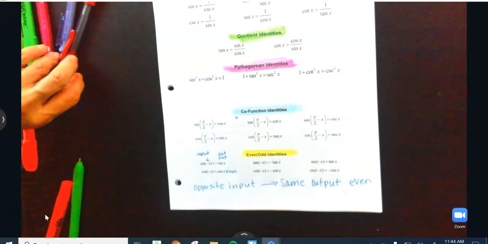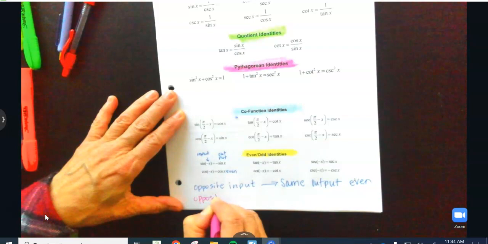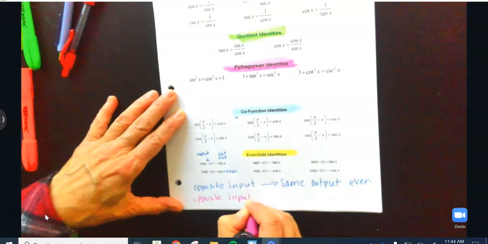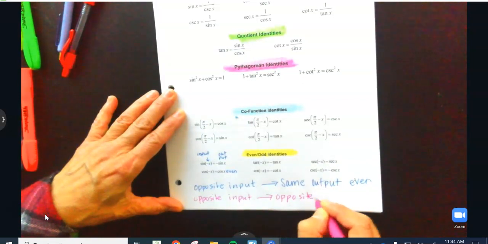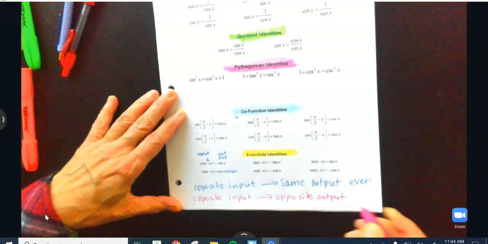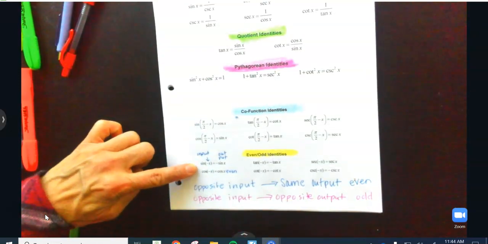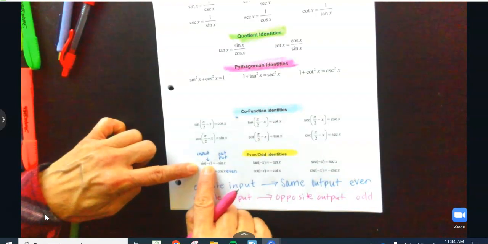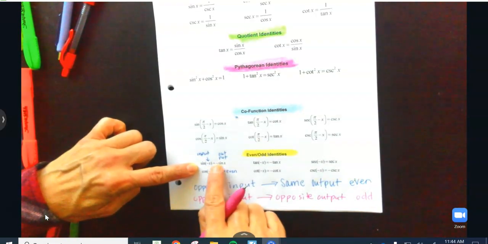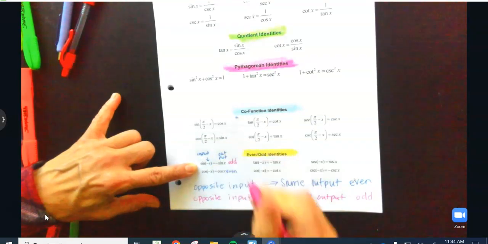On the flip side of that, if I put in the opposite input and I get the exact opposite output, that is odd. For example, right here for sine. If you notice, when I have an input of a negative or an opposite, I get an opposite output. That's what that negative means in front of the word sine. So let's write odd here.